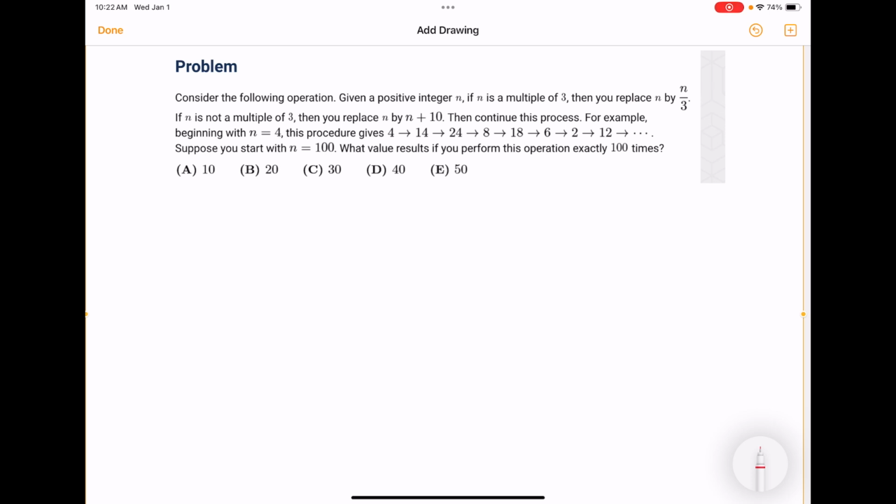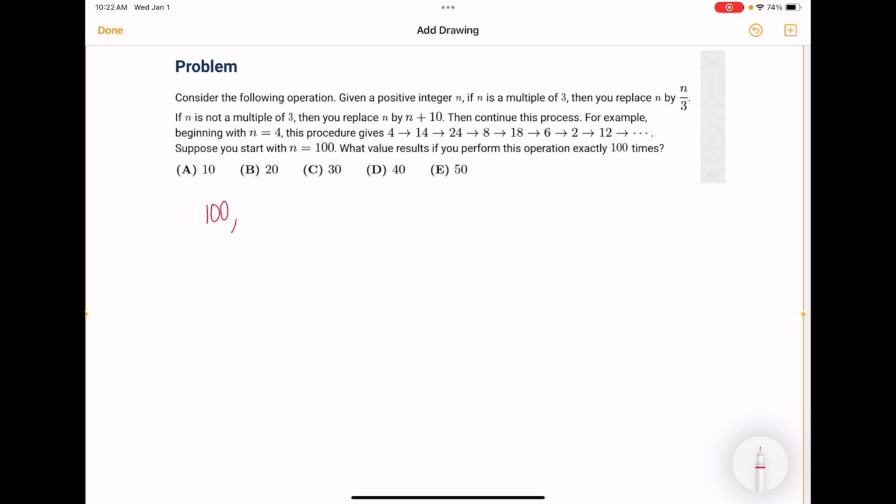Suppose you start with n equals 100. What value results if you perform this operation exactly 100 times? So the best way to start off this problem is simply just writing out the pattern. So we're starting off with 100, and then 100 would be n.